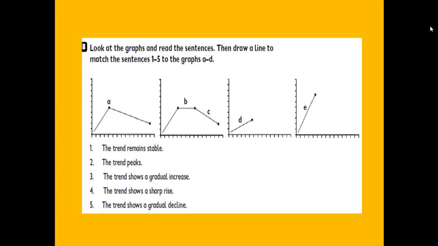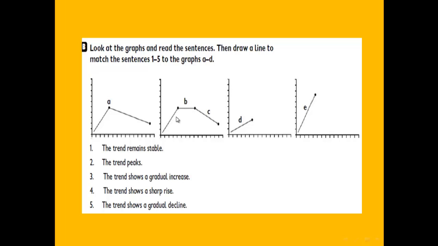Now exercise number B. Look at the graphs. Here we have 4 graphs and read the sentences below. Then draw a line to match the sentences from 1 to 5 to the graphs A to D. Number 1. The trend remains stable. We can see here in number B, the trend remains stable. Here we have stability. It stays the same.